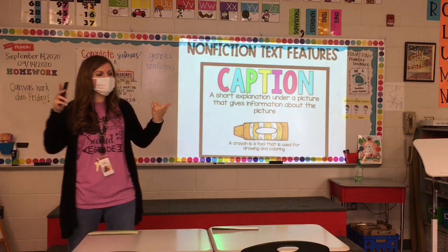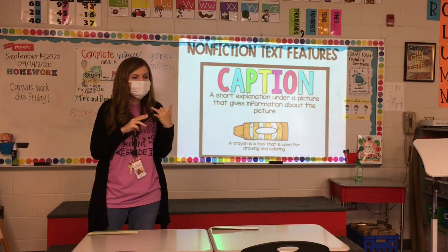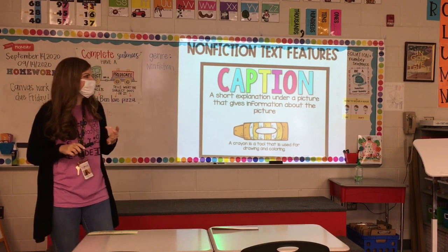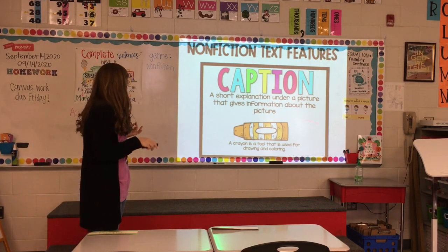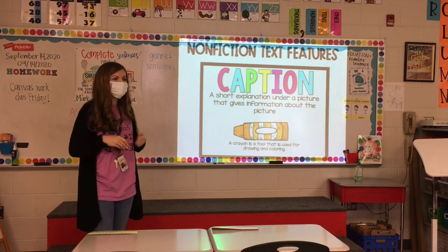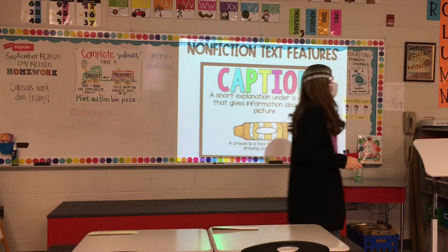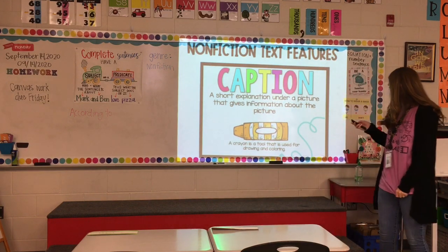Or another word for picture, photo or illustration. Good. So we have a picture of a crayon here, and underneath it, our caption is going to describe it. A crayon is a tool that is used for drawing and coloring.